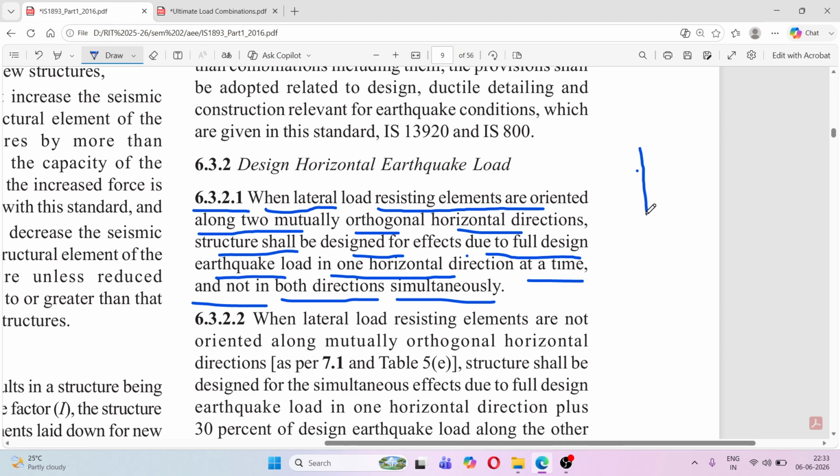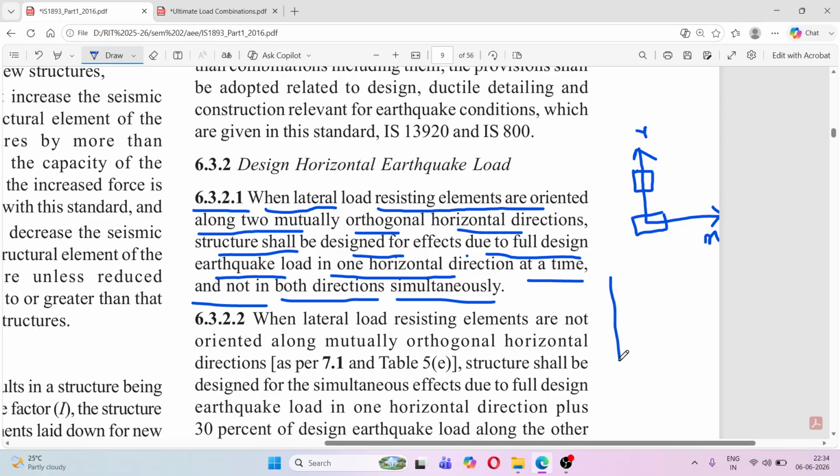That means suppose this is Y and this is X, and our columns and beams are oriented in this way. I'm just giving an example. This is the mutually orthogonal case. That means columns and shear walls are orthogonal to the X and Y axes. They are not making any angle.